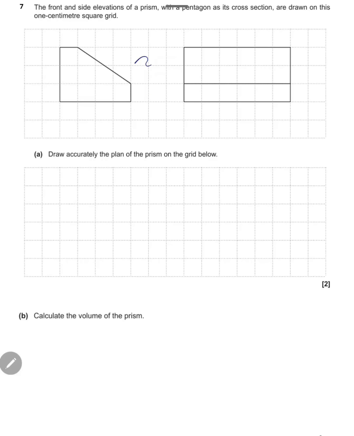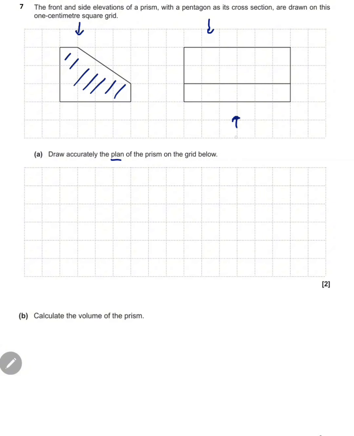Question 7, we've got some plans and elevations work, and we've got the front and side elevation of a prism drawn below with a pentagon, so a 5-sided shape as its cross-section. So this is the cross-section, which we'll come back to in a second. What we need to do is draw the plan. So that's what this shape looks like from the top. So you've got to imagine you were kind of staring down on this shape from the top. This is what you see when you look at it from the side. And this here is what you see when you look from the front.